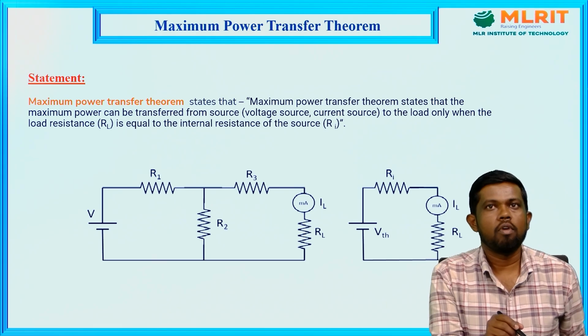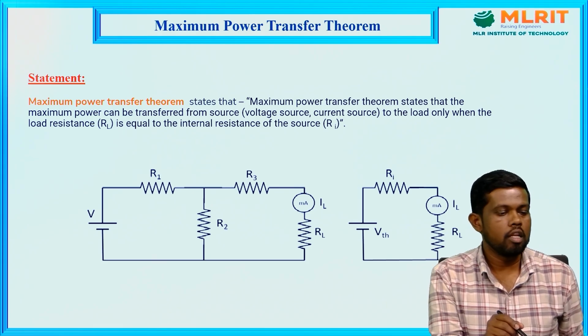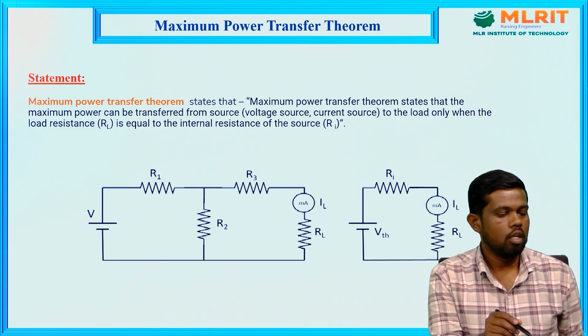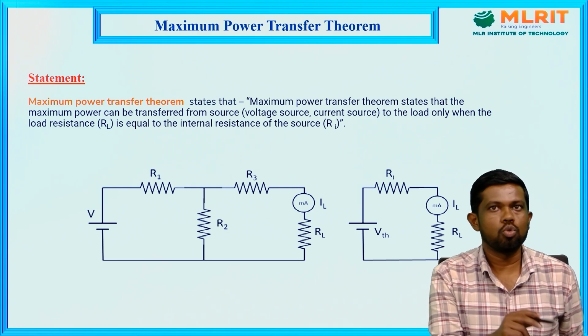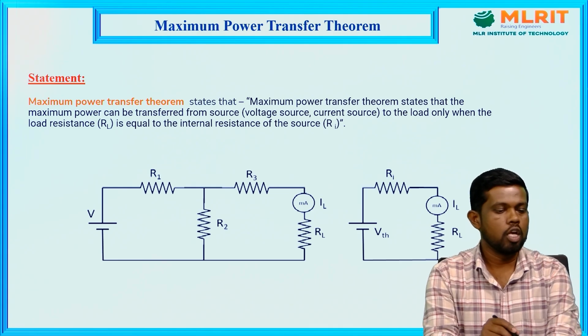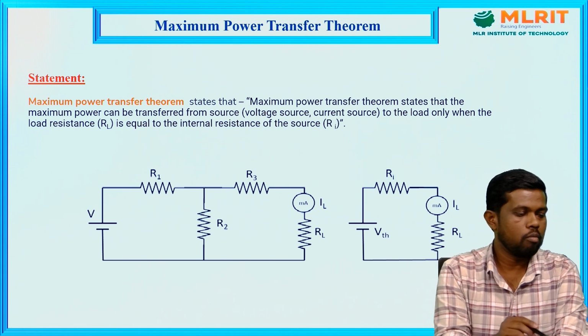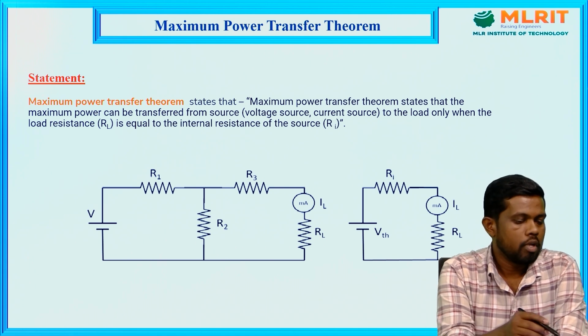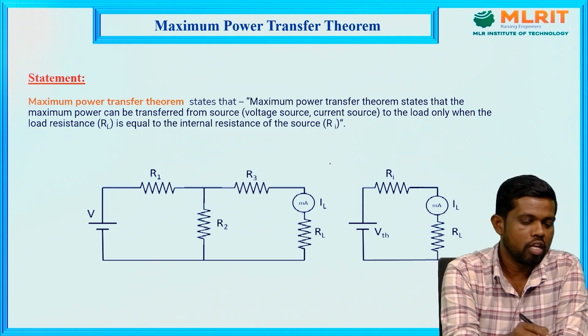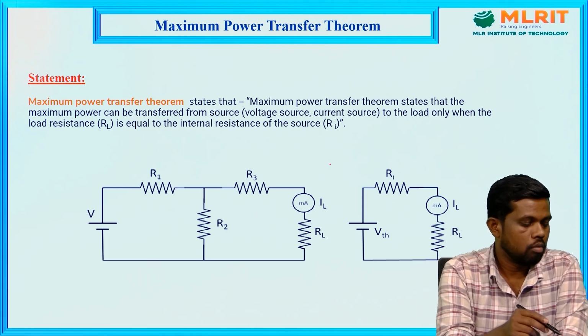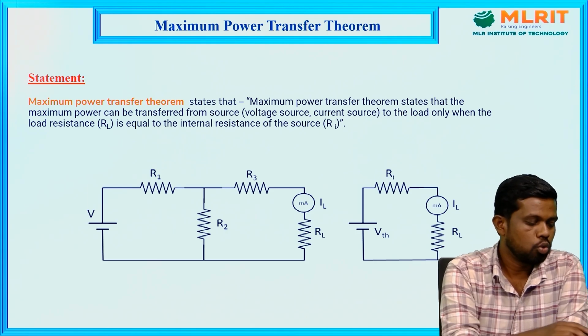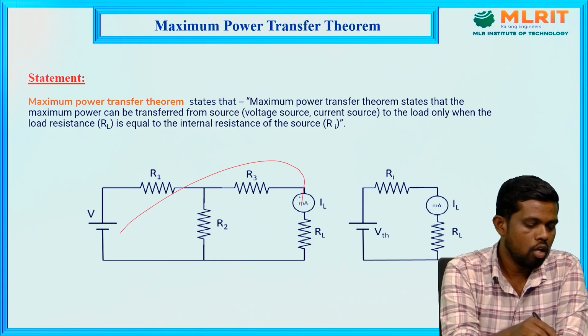The maximum power transfer theorem states that in any linear bilateral circuit having different kinds of sources, the maximum power is transferred from the source to the load when the load resistor is equal to the source resistance. That is the statement of the maximum power transfer theorem. In any network, the maximum power is transferred from the source to the load.